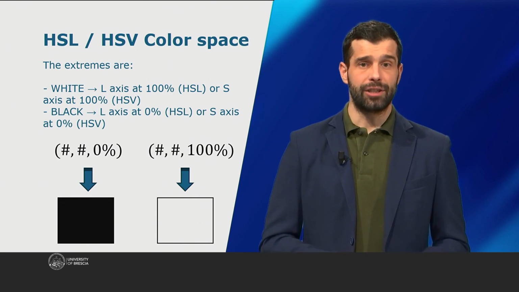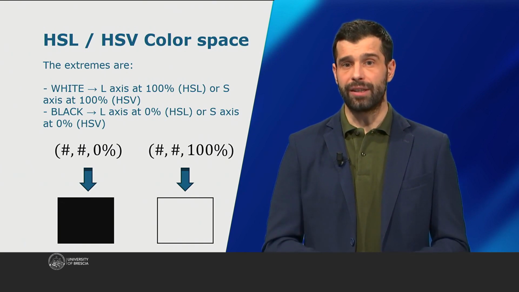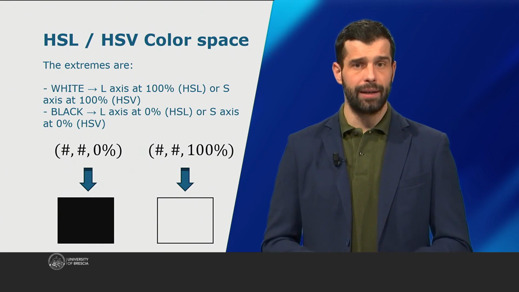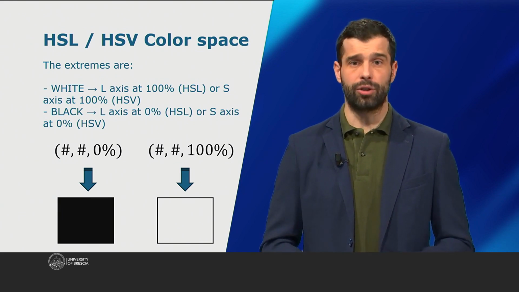In this case, the only important number is the last one. If it's 0%, I'll get black. If it's 100%, I'll get white, no matter what the other values are. Different scales, meaning different mathematical representations of color, will always allow you to get all possible colors. The choice of one scale over another is completely arbitrary and is usually tied to the analysis that will be done on the final image.